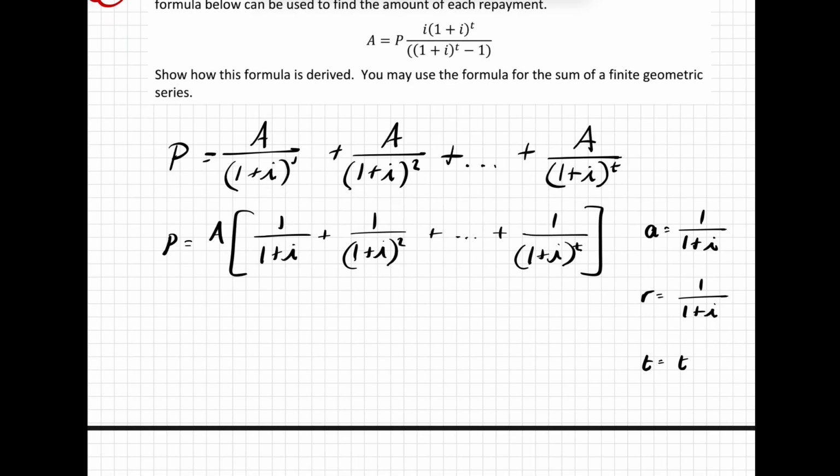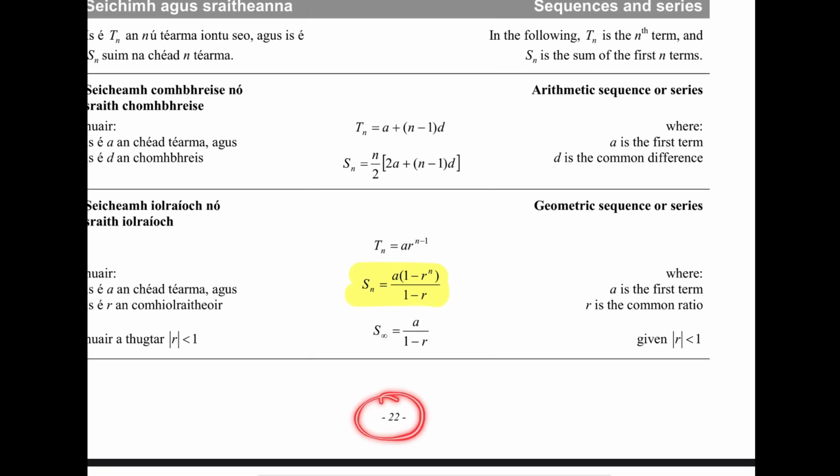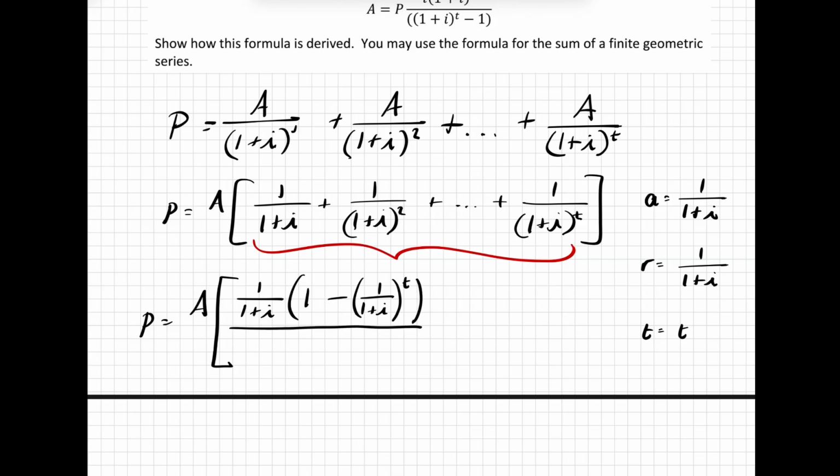Now, what we need to do is take this. They're all being added together. Okay, so that is leading us to the idea of a sum of a geometric sequence. In here, you can find on page 22, the sum of a geometric sequence is a by 1 minus r to the n, all over 1 minus r. So over here, I'm going to say, okay, P equals A, big square bracket, times 1 over 1 plus i, that's my small a, by 1 minus 1 over 1 plus i to the power of n, in this case it's t, all over 1 minus 1 over 1 plus i.